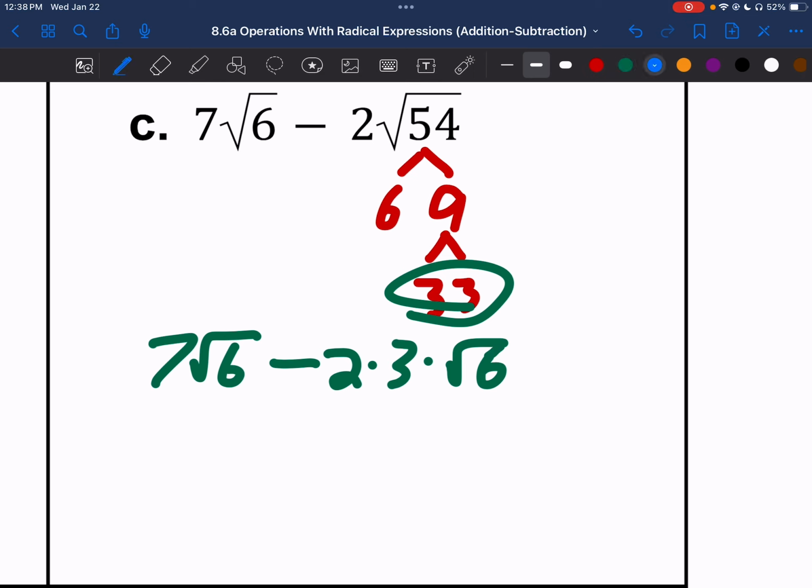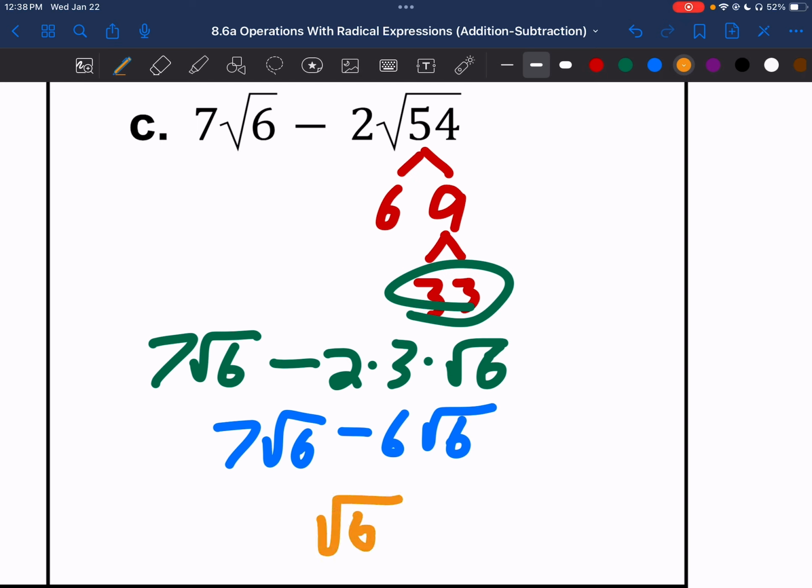And we need to do our multiplication. So 7 root 6 minus 6 root 6. 7 minus 6 is 1, so we just have the square root of 6 remaining.